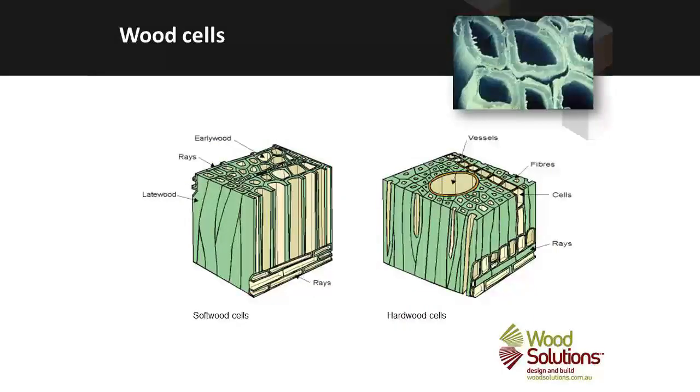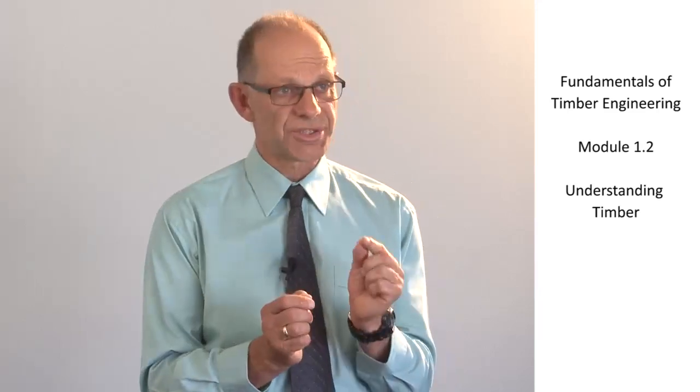If we look at hardwoods and softwoods, we see that the cell structure is slightly different. In the softwoods, the cell walls are thinner, and this gives them a lower density. The hardwood structure is a more closed structure with much thicker cell walls, and that gives the timber a much higher density, and also often a darker colour.